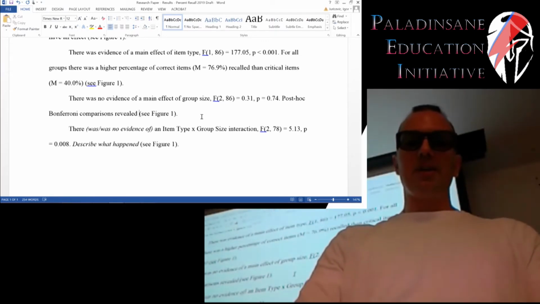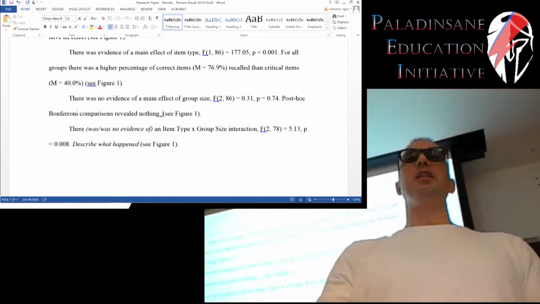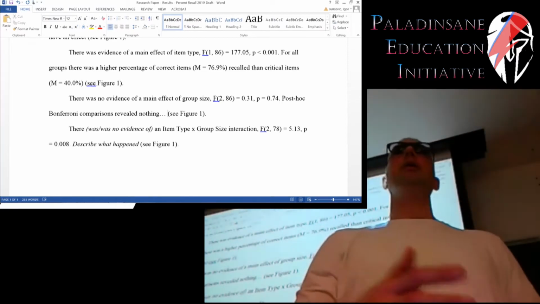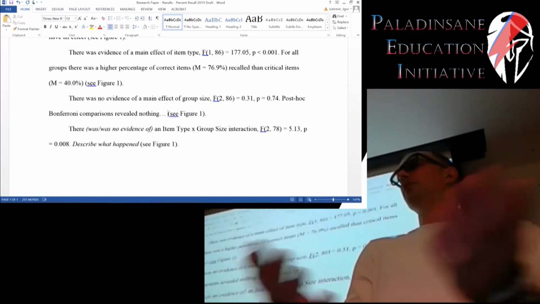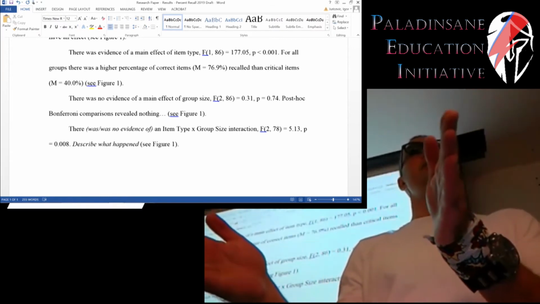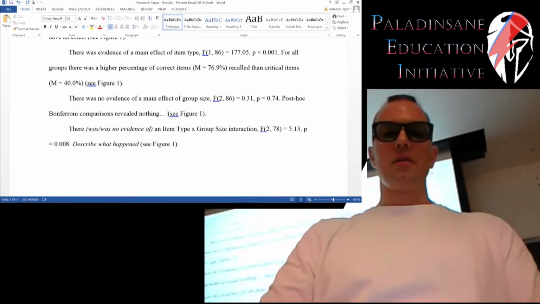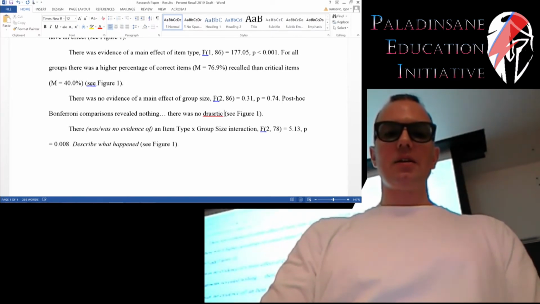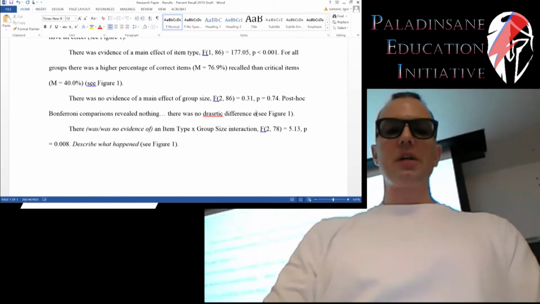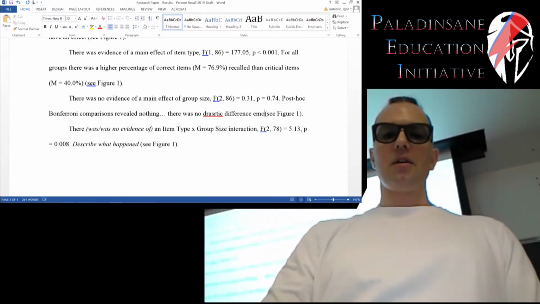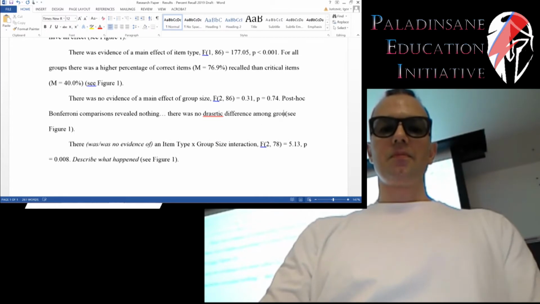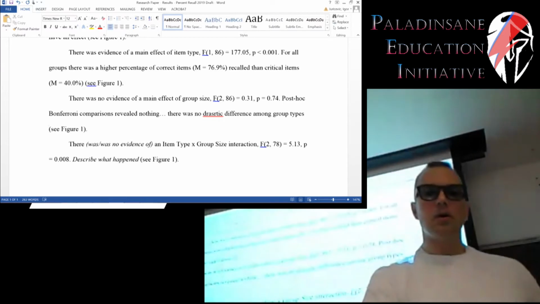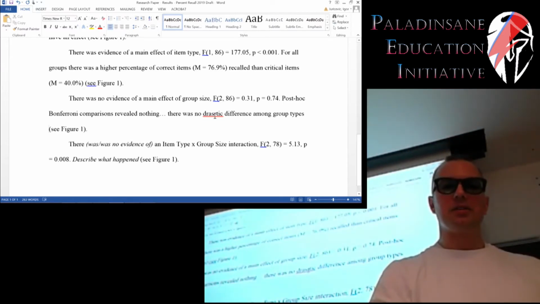Okay, so revealed nothing, but we do need a little bit more. So describe the nothing. We'll leave nothing in for right now because it's true. But what do we mean? We need to make it very explicit for the reader. There was no drastic difference among group types. Yeah. Okay. So I spell it in a drastic way, so they'll never forget.